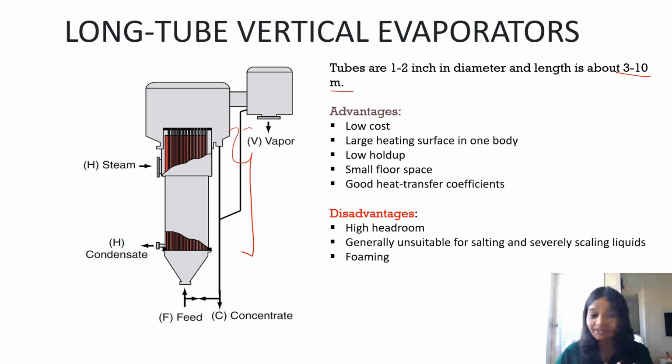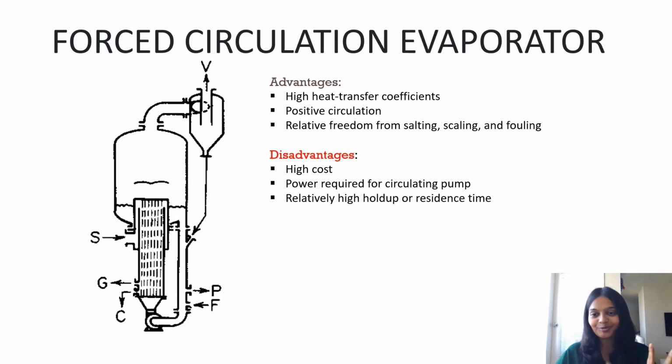Now the major disadvantage is high headroom because of the length, and it is not suitable for salting and severely scaling liquids, and foaming cannot be allowed in long tube vertical evaporators. So it is generally used for clear liquids and those with large evaporation loads. Some common uses of this evaporator are in cane sugar syrups, black liquor, nitrates, and electrolytic tin liquors.